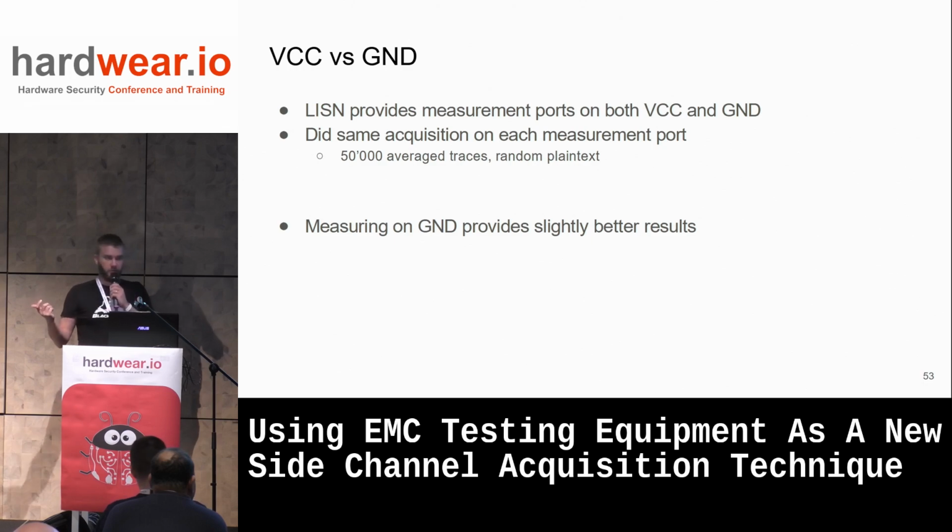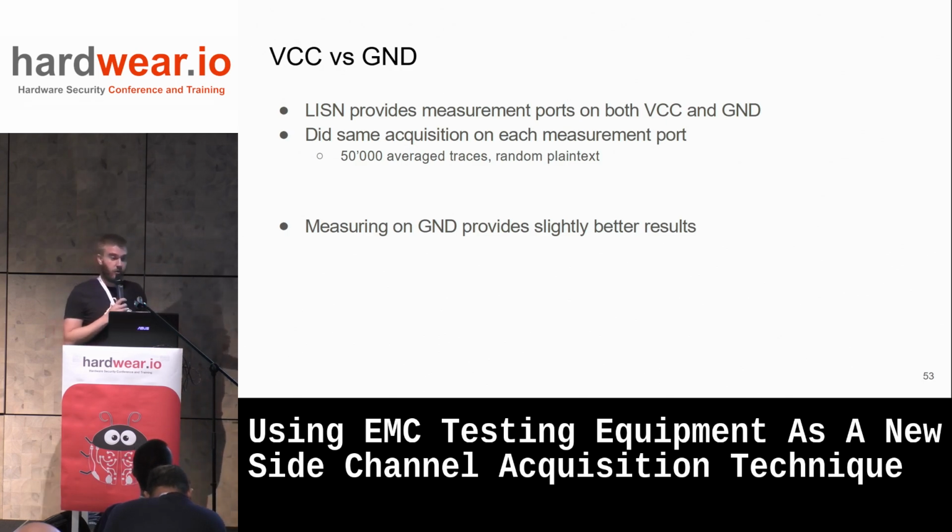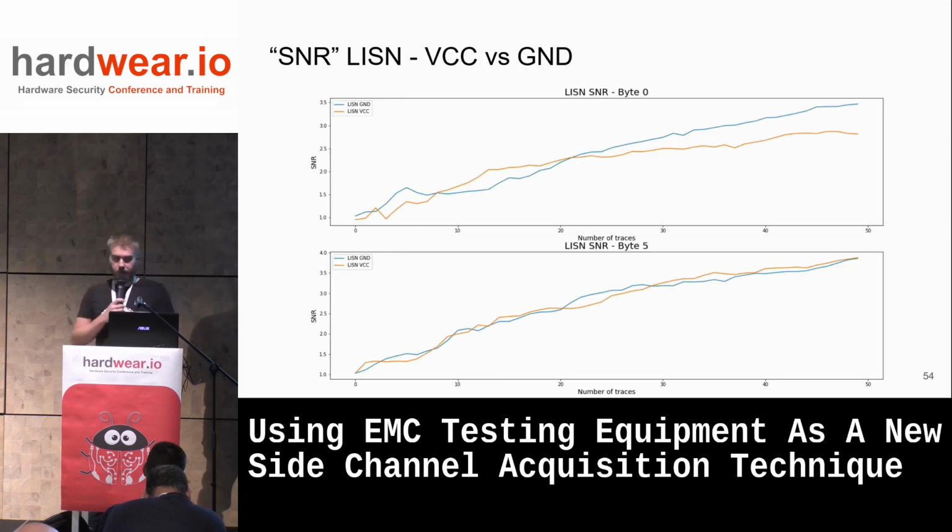As we mentioned earlier, the LISN provides the measurement ports both on the VCC and the GND lines. So I again did acquisitions of 50 million traces with random plaintext, just to see if there was a difference between the ground and the VCC lines for the side channel. And of course I did the same with the resistors. So that's again 50 million traces more. And you can see that on the LISN, at least, you have a better chance of getting the key byte in some cases, but most of the time it's barely the same.